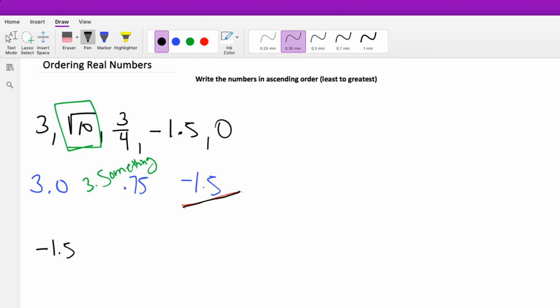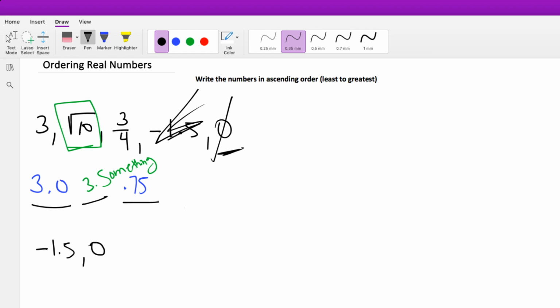All right, finally we got that out of the way. Okay, the next smallest number is this 0 right over here. And we know that because 0 is less than 0.75, it's less than 3 point something, and it's less than 3. So we're done with this 0, we're done with this negative 1.5 as well. That leaves us with 3 other numbers that we have to solve for. Those numbers are just these numbers right over here. Of these numbers, which one's the next smallest? It's going to be that 0.75.